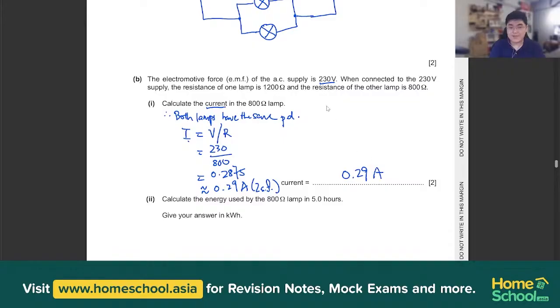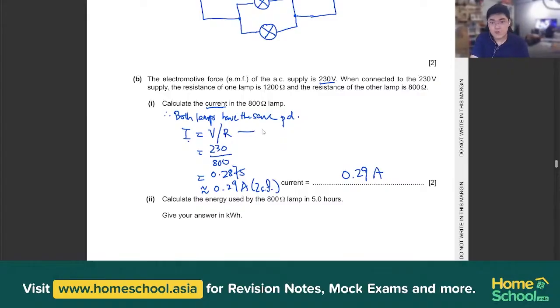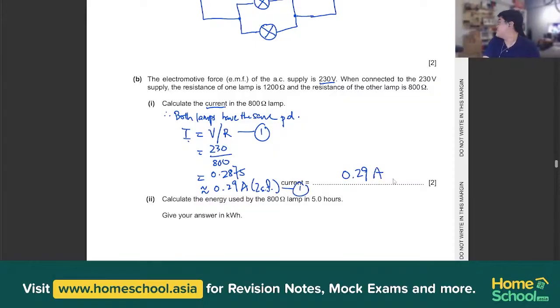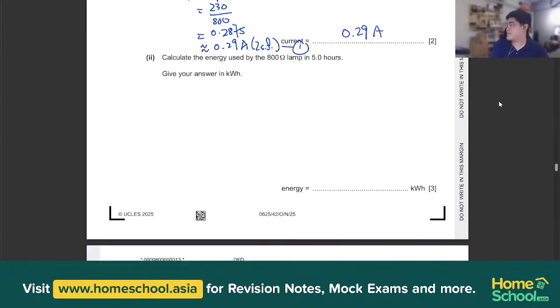So this is our first. As you can see here, there are 2 marks, right? So writing down I equals V over R will gain you 1 mark, and calculating the correct answer over here gains you the 2nd mark. Okay? Good. That looks clear. Fantastic. Let's move on.